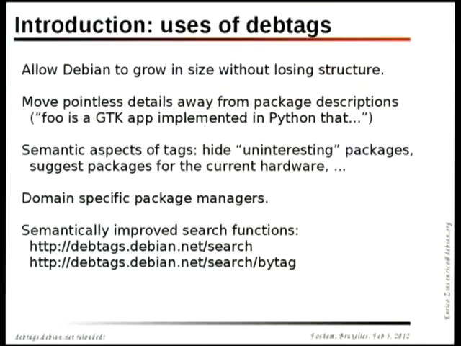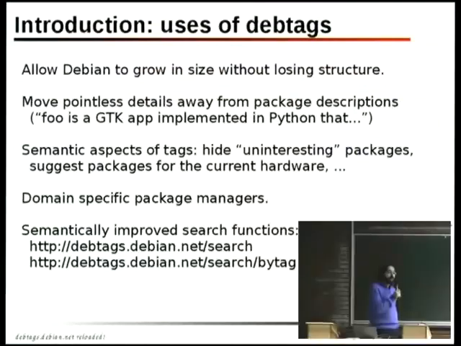So, uses of debtags. The whole point was, back in 2003, there were discussions on Debian development mailing lists like, oh, we should stop accepting new packages because Debian is too big. I was like, no, let's just make Debian able to cope with more packages. So one idea was to have a categorization system that could scale, because the previous one was only one section per package, and it didn't scale that well.